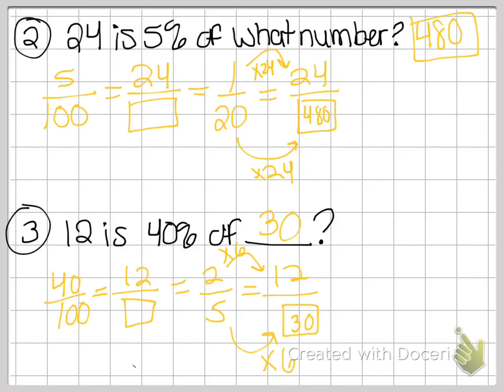And you can think if your answer is reasonable because 40% is a little bit less than half. So if you think 12 is just a little bit less than half of 30, we can kind of ballpark it and say, yeah, that seems like it could be right. Now, if you got a number that was less than 12, then you definitely did something wrong.